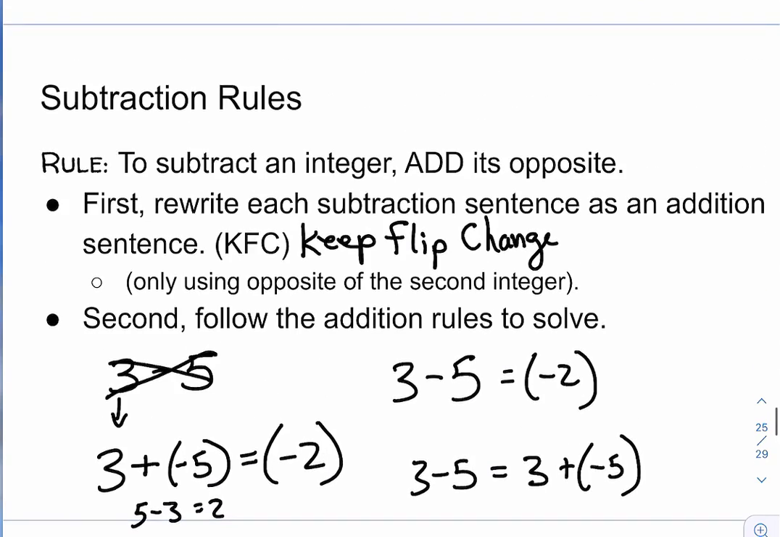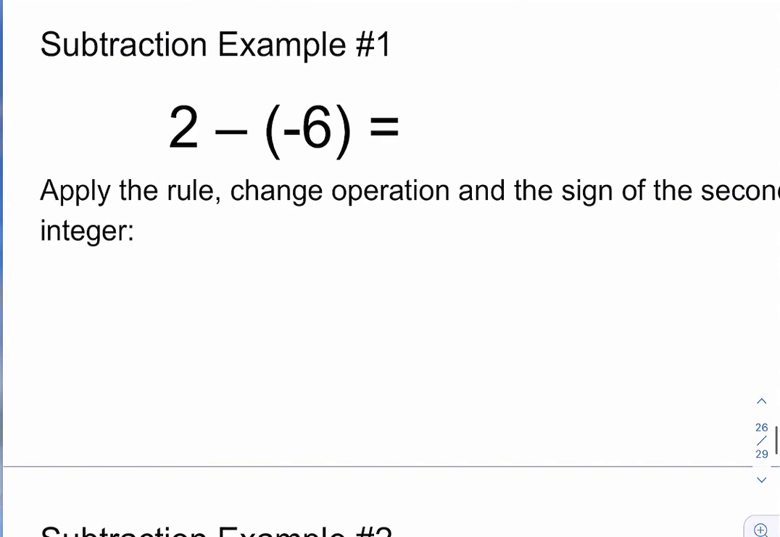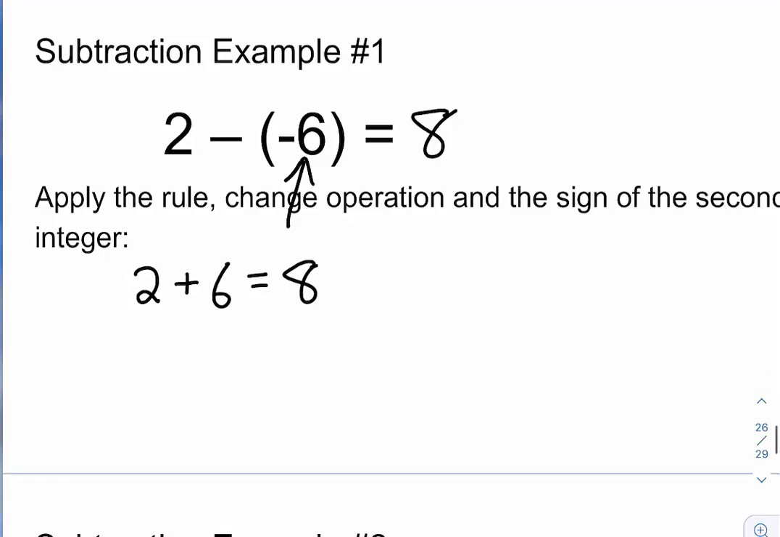Let's look at another one here. Remember the keep, flip, change, or remember that you are swapping it to add its opposite. The next subtraction example is 2 subtract negative 6. Apply the rule: change the operation and the sign of the second integer. I'm going to keep the first integer, change it to addition, and change this one to its opposite. The opposite of negative 6 is positive 6. Now I would add those together. These two have the same sign, so I'm going to keep them as a positive and add the digits together. It's going to be 8. So the answer to 2 subtract negative 6 is positive 8.